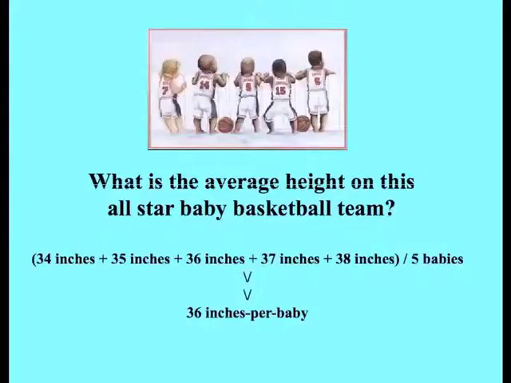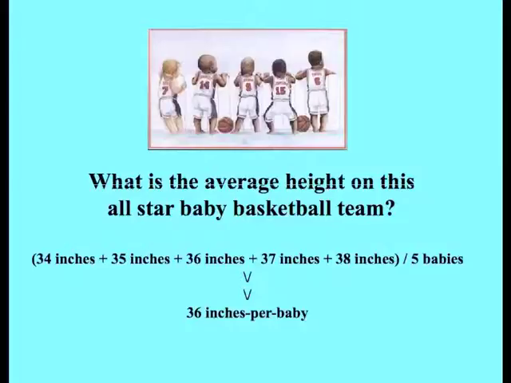For example, imagine a group of all-star baby basketball players, and consider what happens when we calculate the average height of the team. First, you calculate the sum of the players' heights. Then, you divide by the number of players. But, remember units analysis. The formula would look something like this. 34 inches, plus 35 inches, plus 36 inches, plus 37 inches, plus 38 inches, all divided by 5 babies.